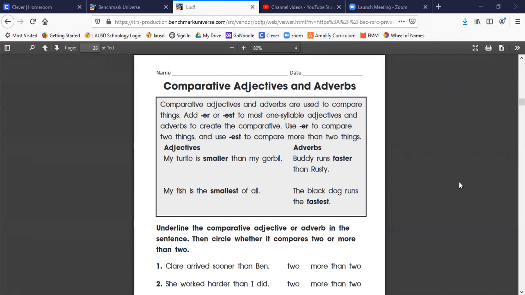Hi, everybody. These are the grammar pages on pages 28 and 29. We're using the comparative and superlative adjectives and adverbs. Comparative adjectives are used to compare things.